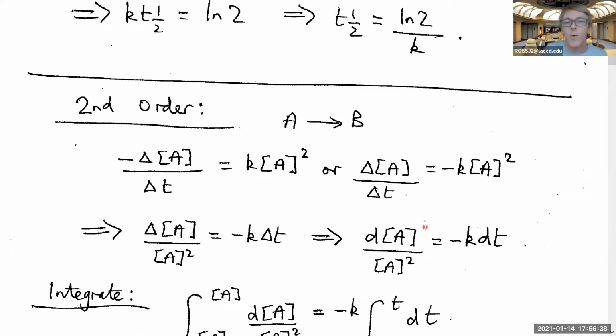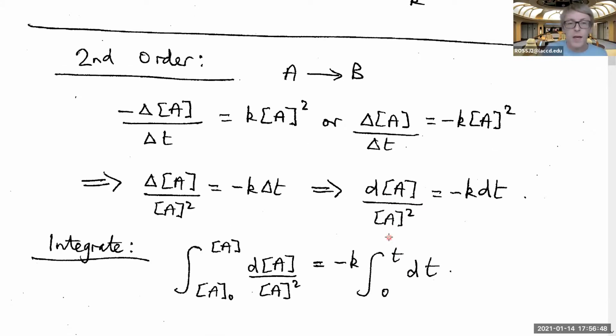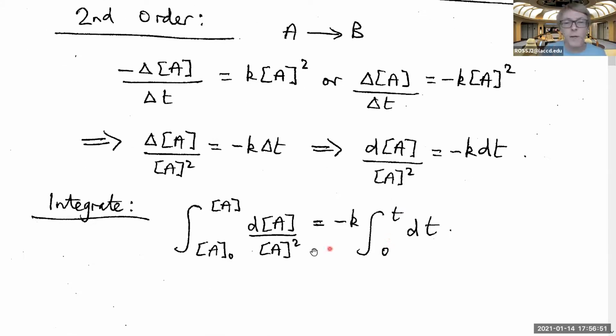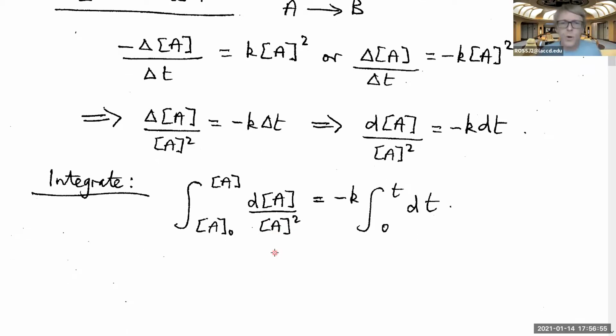We can now pool like terms. So we bring the A squared down here, change the deltas over to d's in preparation for integration. And now we're going to integrate again. We can't get rid of that denominator, A squared. We're going to integrate between a final concentration A and an initial concentration A0 on the left, and on the right, between a final time t and an initial time t equals 0.